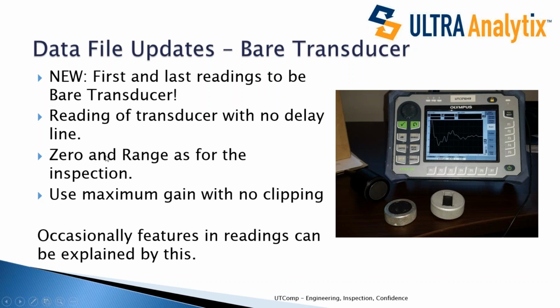You want the zero and the range for the bare transducer reading to be the same as for the inspection. I know that range can change, and in fact, we're able to work with that a lot, just in case you have to change the range. But at least one of the zero and one of the bare transducer readings has to have as much range as the longest range of the readings that you use. And as I said, use your maximum gain with no clipping. There are certain features in the readings that we can actually explain with this, and we've had to work with this in the past.